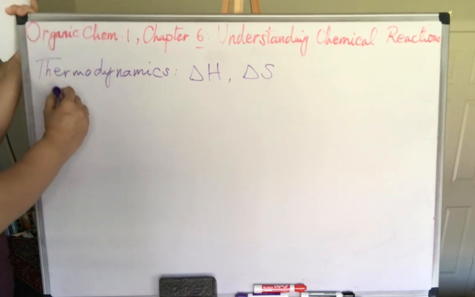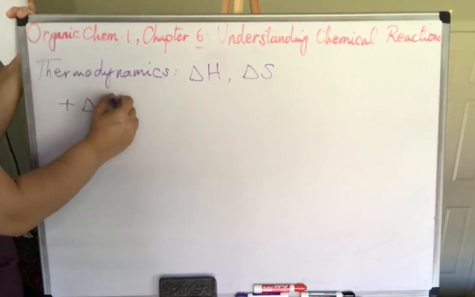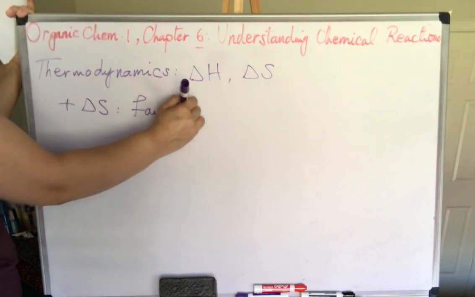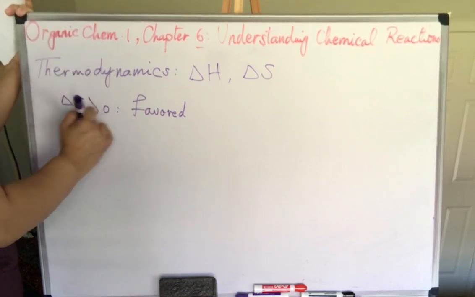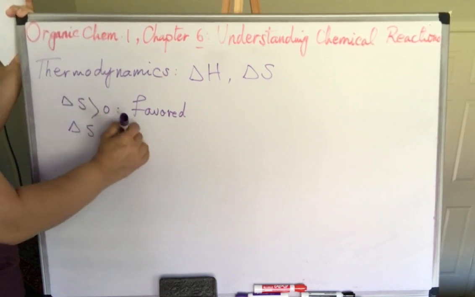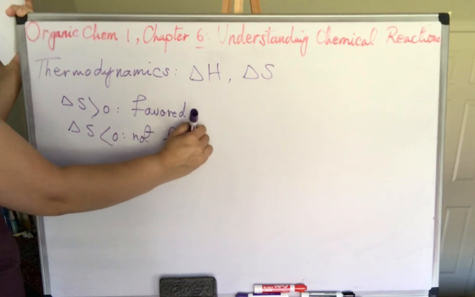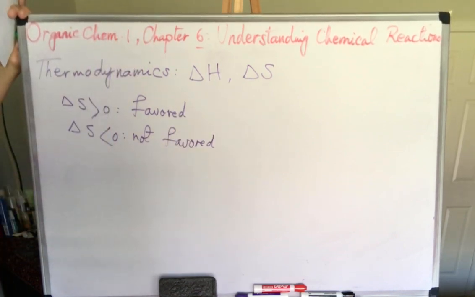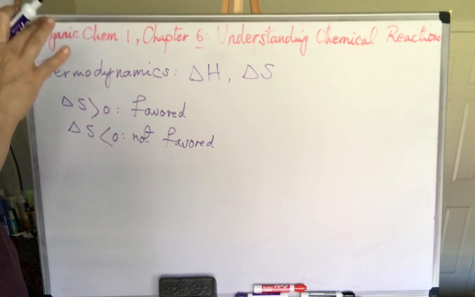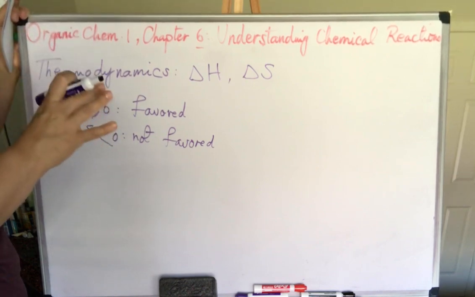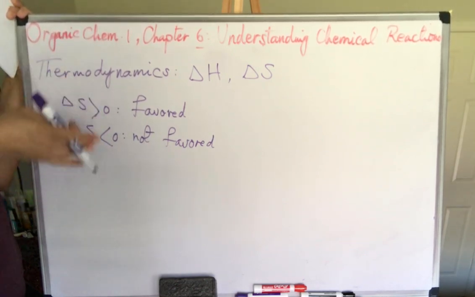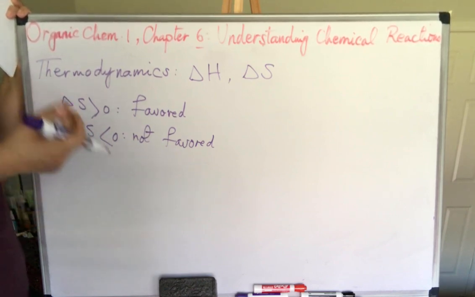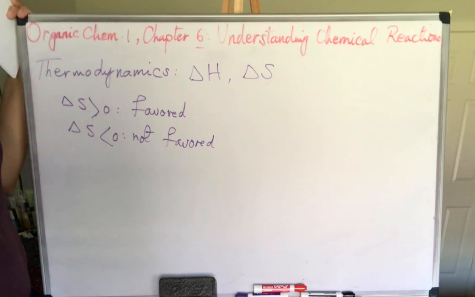So if the sign for delta S is positive, the reaction is favored as far as entropy. If the sign is negative, then the reaction is not favored based on entropy. What I want you to pay attention to for entropy is that we have to focus on just gaseous molecules. So why do we say gas molecules? Because comparing between solid, liquids, and gases, which one has the most movement, most disorder? Of course, the gas molecules, which move freely in random directions.